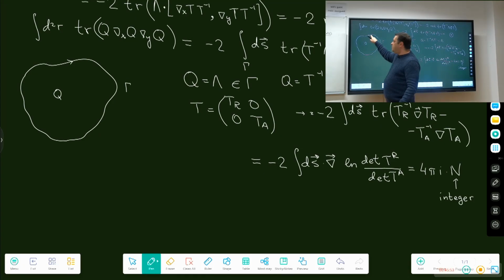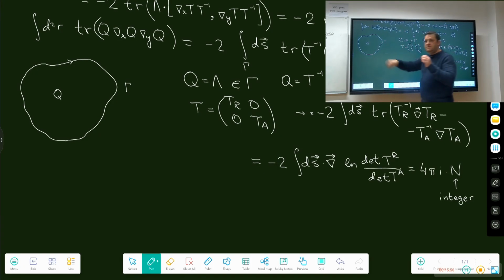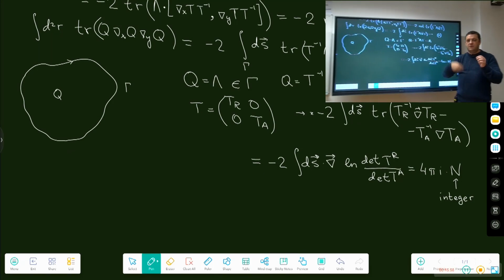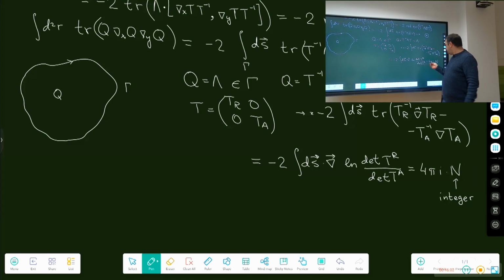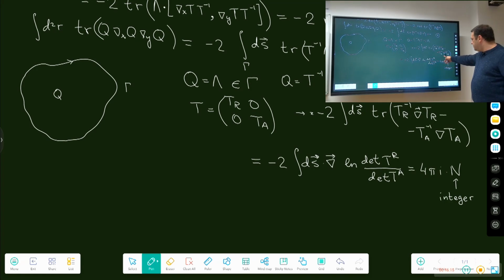And since we should come back to the same point where we started, this phase can rotate only by an integer number of rotations. So this logarithm is i times the phase, and the phase rotates by 2 pi n. And the same for the advanced. So it's the difference of these two phases.